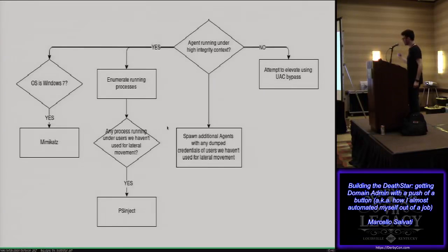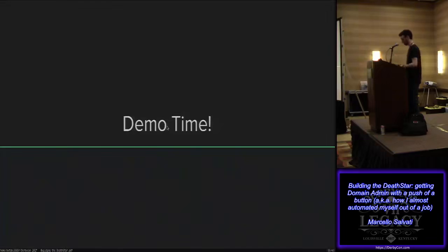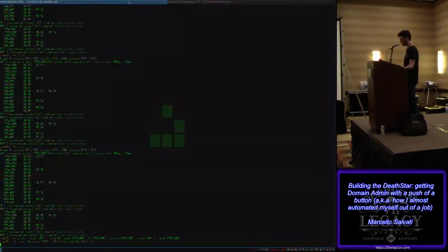If you don't have an agent that is running under a high integrity context, it will then just attempt to elevate using a UAC bypass. In this case, DeathStar currently just uses the bypass event viewer module, which is a UAC bypass discovered by Matt Nelson, which uses the event viewer, and it's completely fileless. It just sets a registry key, if I recall correctly, which is awesome. So that's basically how it works.